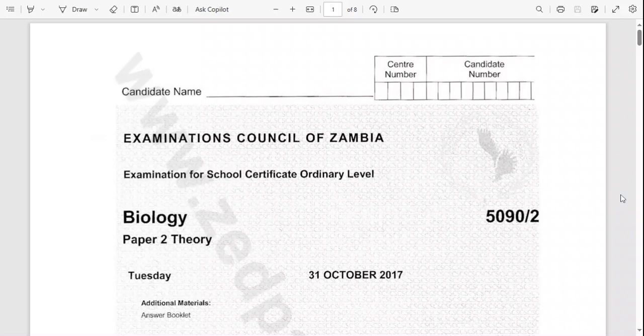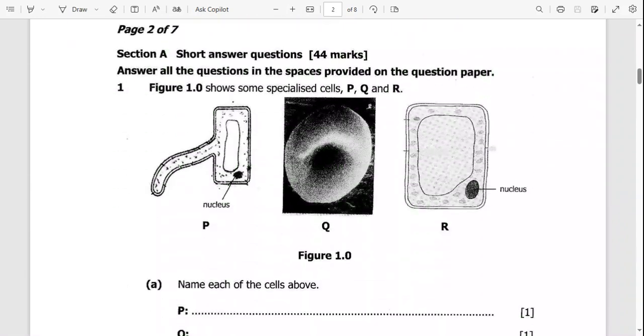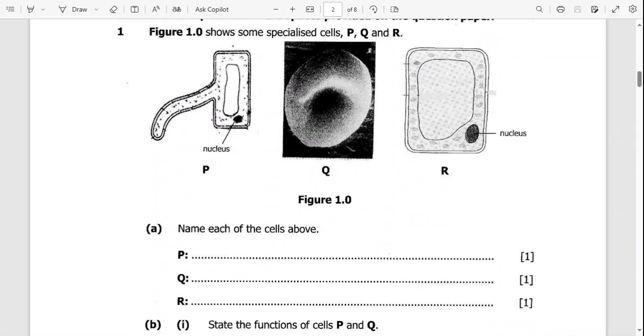Now let's go through the 2017 internal exam paper 2 biology. The figure shows specialized cells P, Q, and R. If you notice, this was the internal exam and the first question was exactly the same as the GCE. So it's just important to go through previous year papers. Name each of the cells above.